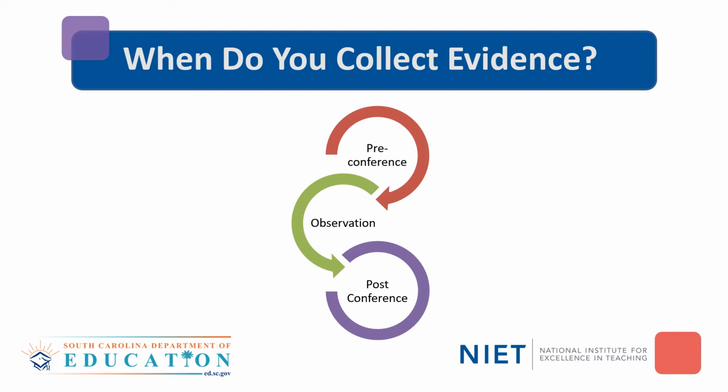Observations are done from bell to bell. Observations are announced during the preliminary evaluation cycle in the fall. Observations are unannounced in the final evaluation cycle in the spring. The post-conference is required for both the preliminary evaluation cycle in the fall and final evaluation cycle in the spring. The post-conference must occur within 5 school days of the observation.